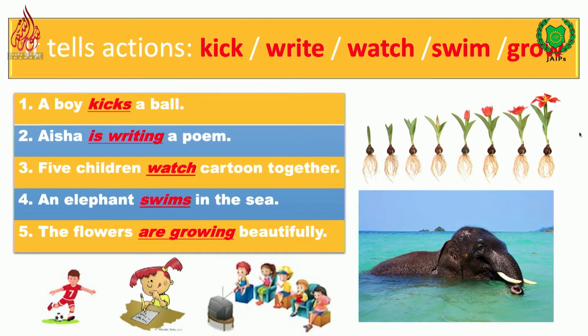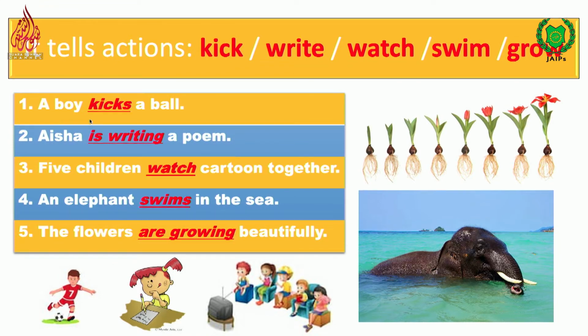So now you know what is an action verb. These are all action verbs. But can we take a look at number 2 and number 5? Now you are going to look at number 2. Aisha is writing a poem. And number 5, the flowers are growing beautifully.